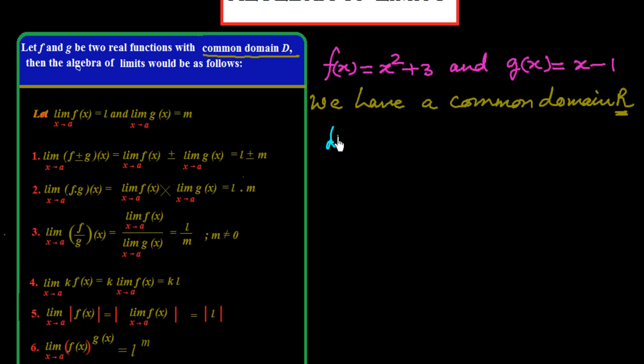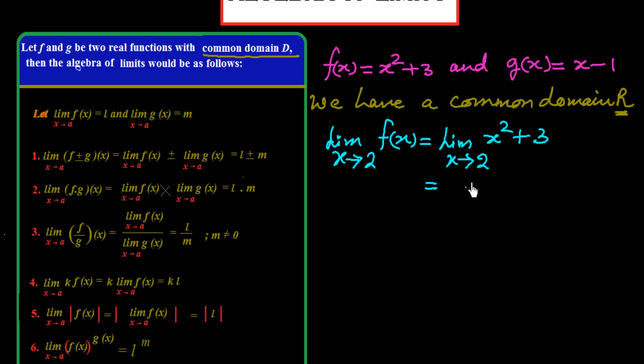So we find the limit x tends to 2 for f of x. We see what happens. So it is limit x tends to 2 for x square plus 3. Here it is equal to 2 square plus 3, which is equal to 4 plus 3. Now it is equal to 7. So we have got this limit, and we denote this limit by L. It is our L we have got here.